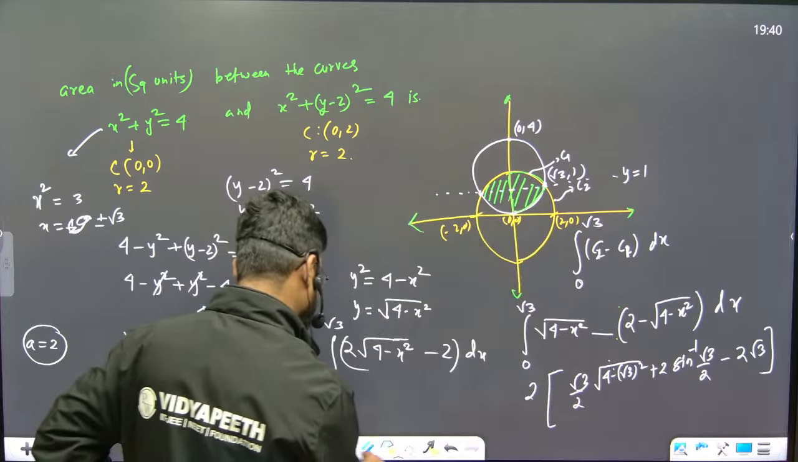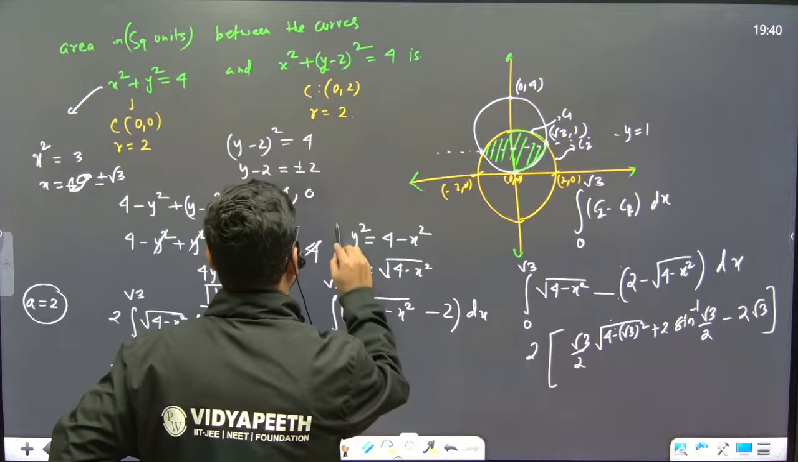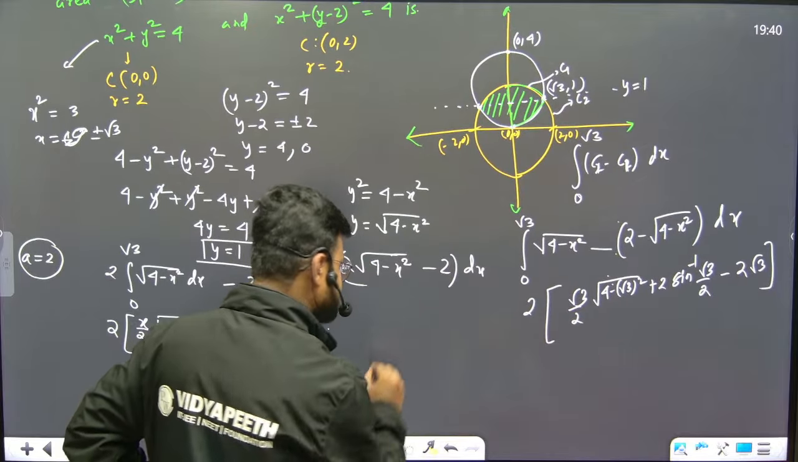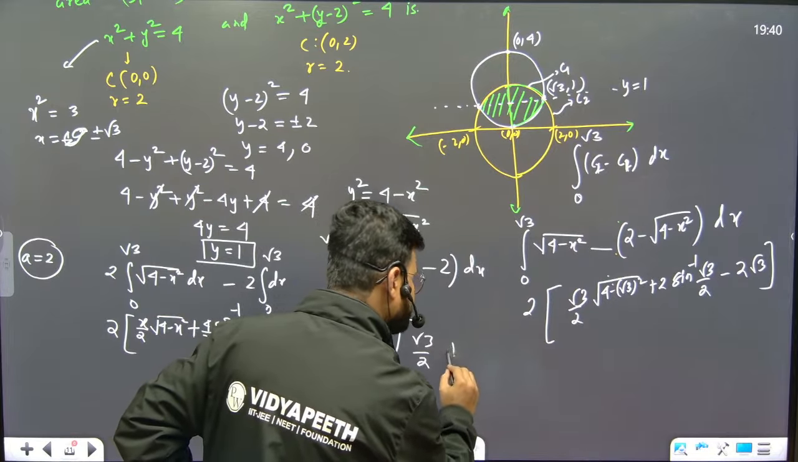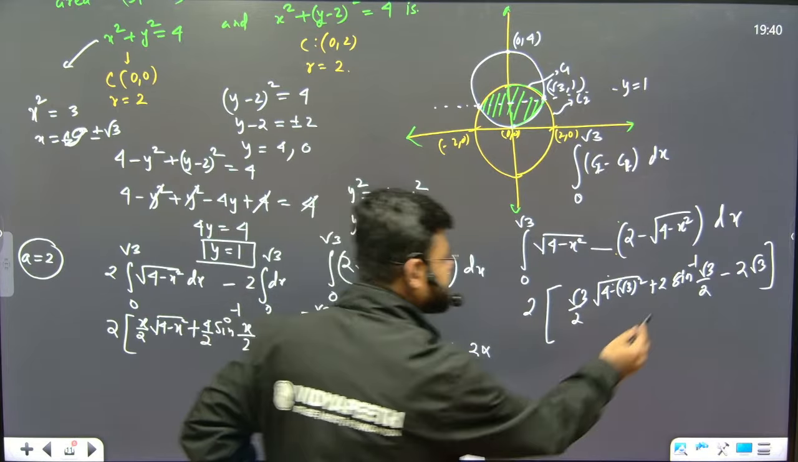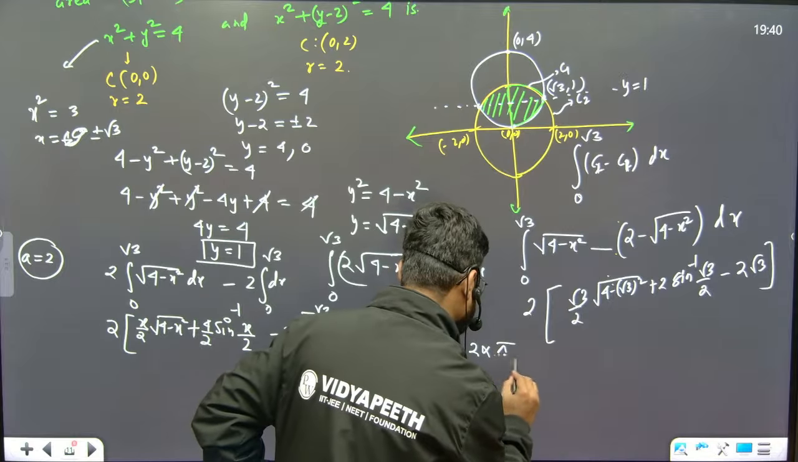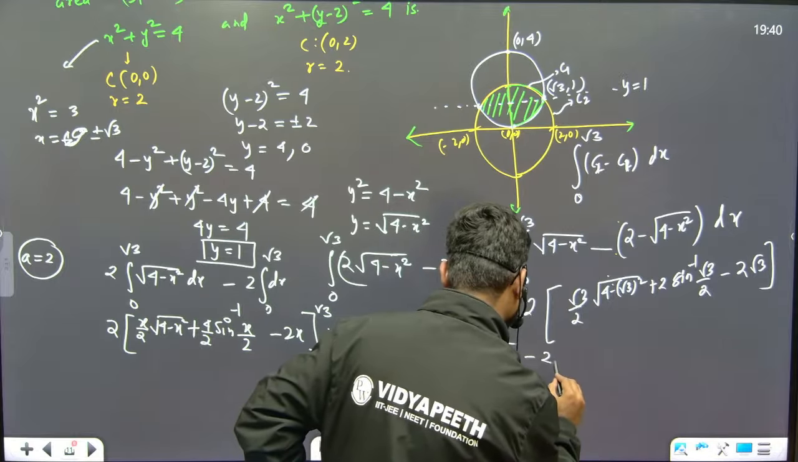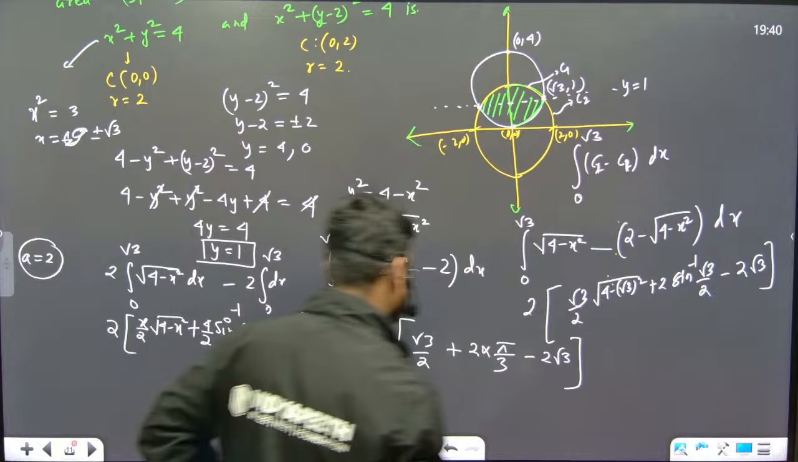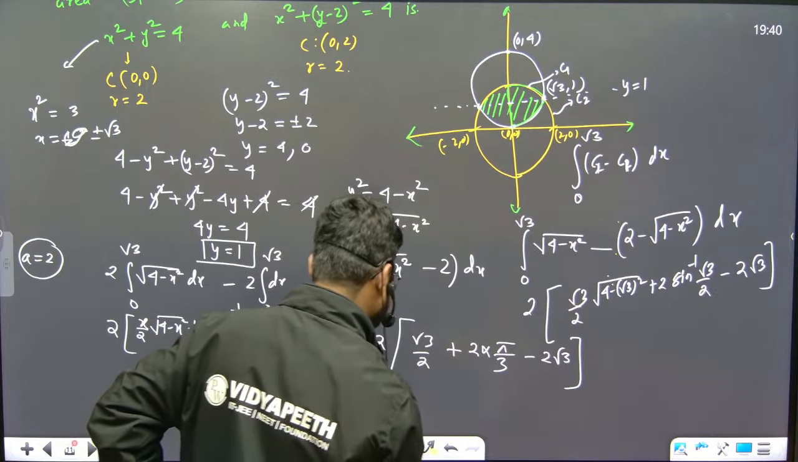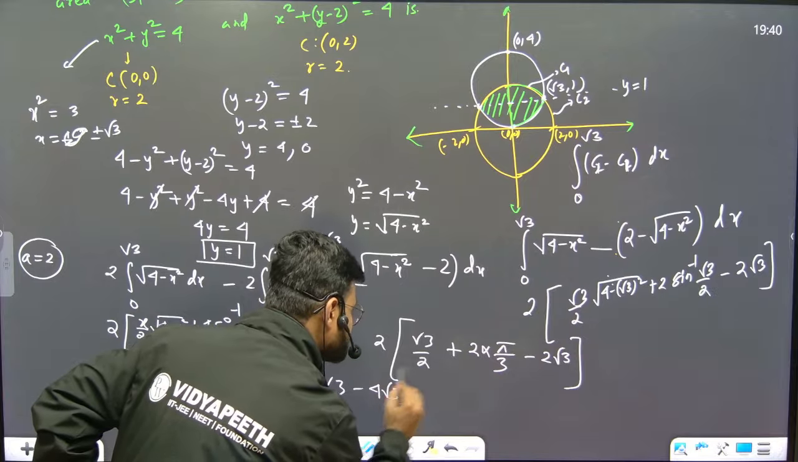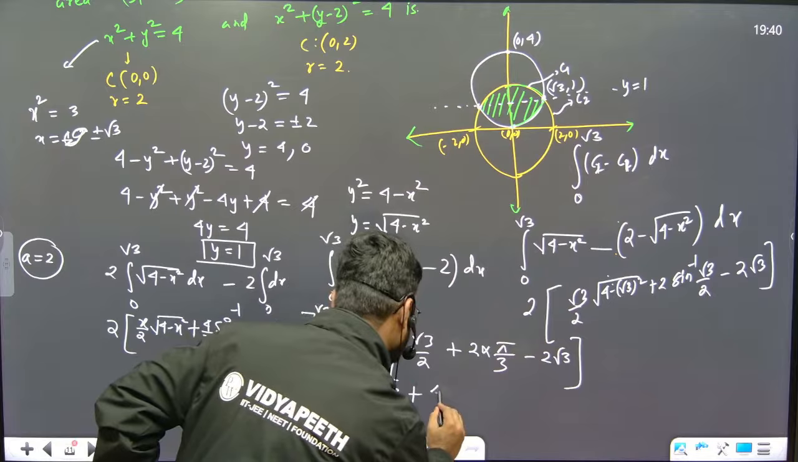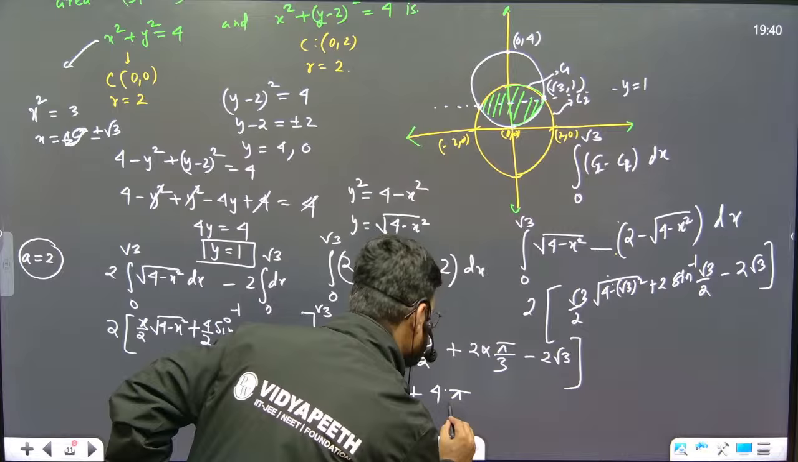So finally I'm getting my answer as 2 times root 3 by 2 plus 2 into sine inverse root 3 by 2, which is pi by 3, minus 2 root 3. So final answer is, I think, 2 to cancel. So root 3, this is minus 4 root 3. So this is 2 into 2, 4, pi by 3.